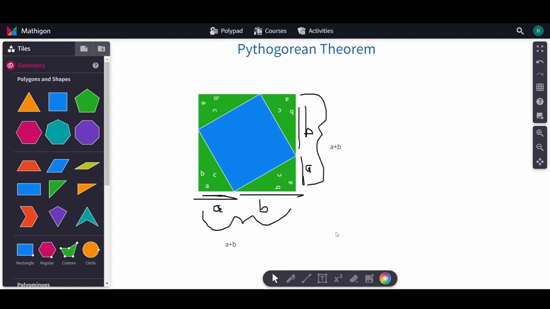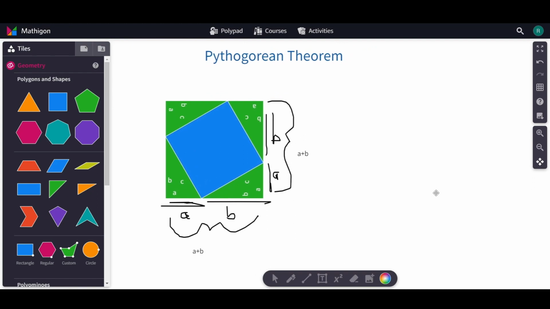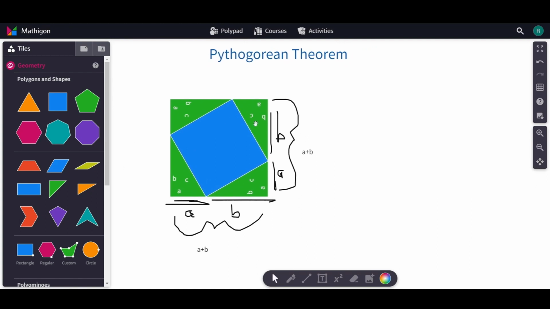Now we're going to take a look at the area of our rectangle. So our greater rectangle has an area of A plus B times A plus B, since it's a square. So we can instead call it A plus B squared. Another way to calculate the area is to add the areas of the pieces inside of our rectangle.